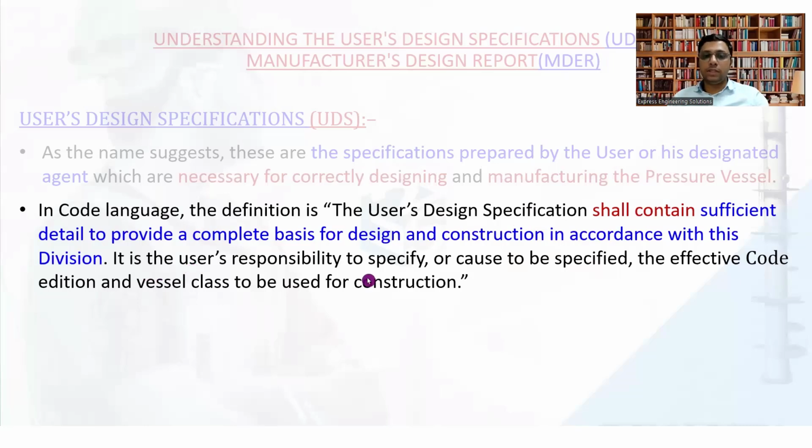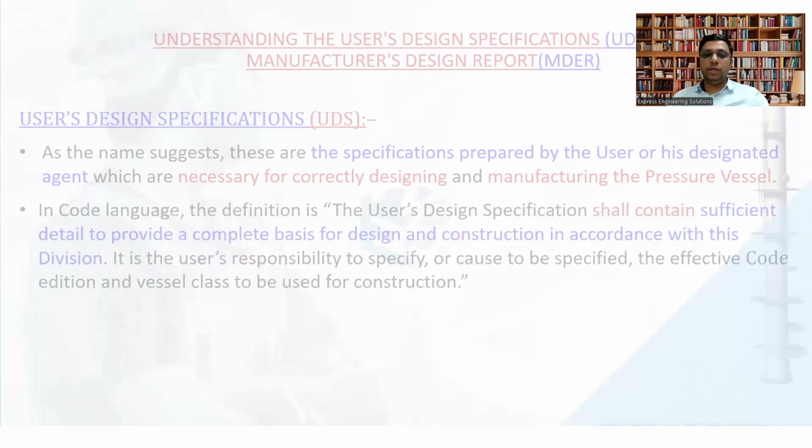It is the user's responsibility to specify the effective code edition. What are the things that need to be put inside that UDS? The effective code edition and the vessel class to be used for the construction. So the class of the vessel, whether it is Class 1 or Class 2, or which edition of the code is to be followed, that needs to be provided by the user or his designated agent in the UDS.